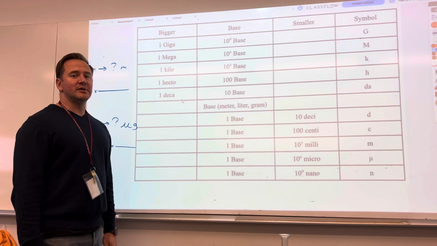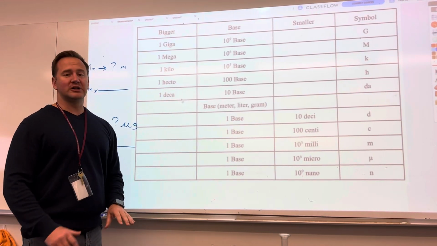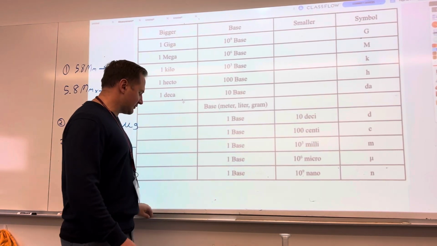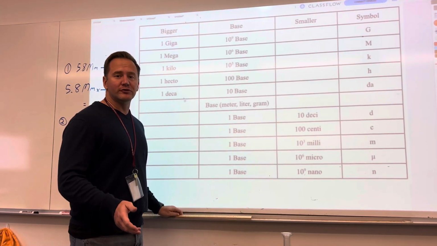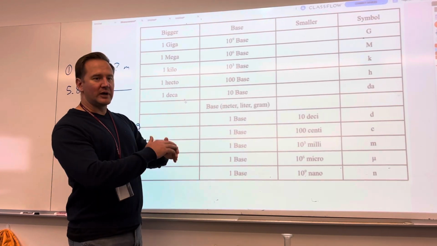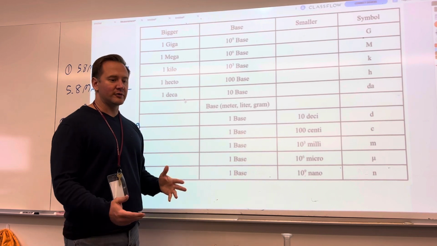However, in the metric system, everything's based off of units of 10. And again, it's the same set of prefixes regardless of what you're describing. So those base measurements, we use meters to measure something like length, we use liters to measure volume, and we use grams to measure mass. So let's start from there and then work our way out to things that are larger. And then after that, we'll work our way through things that are smaller than those base units.